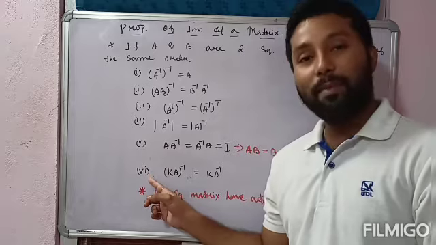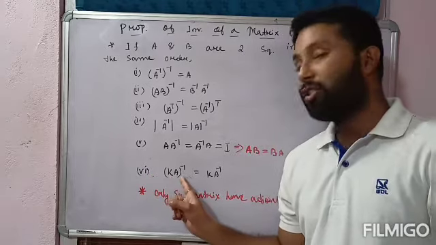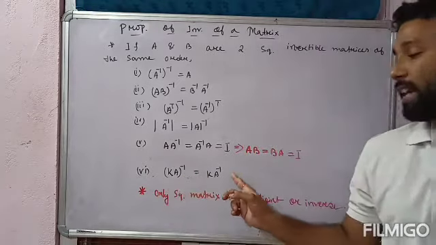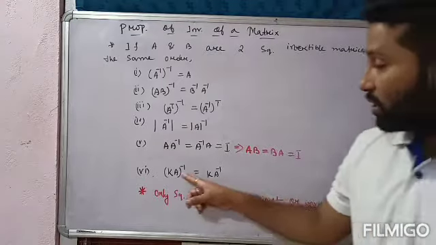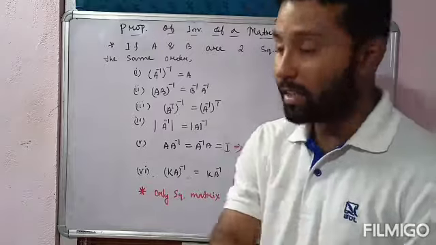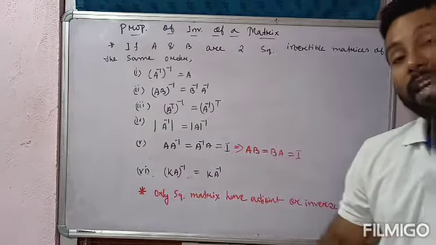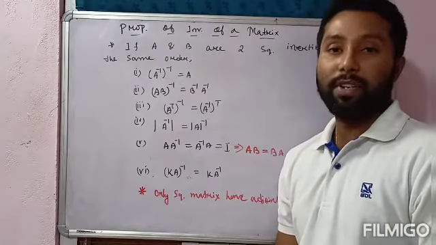Now the property number 6, that is the last property of inverse of a matrix. K into A whole inverse is equal to K into A inverse. K is a scalar quantity. Okay, K is not a matrix, it is a scalar quantity. So K into A whole inverse is equal to K into A inverse. So these are the 6 properties of inverse of a matrix.